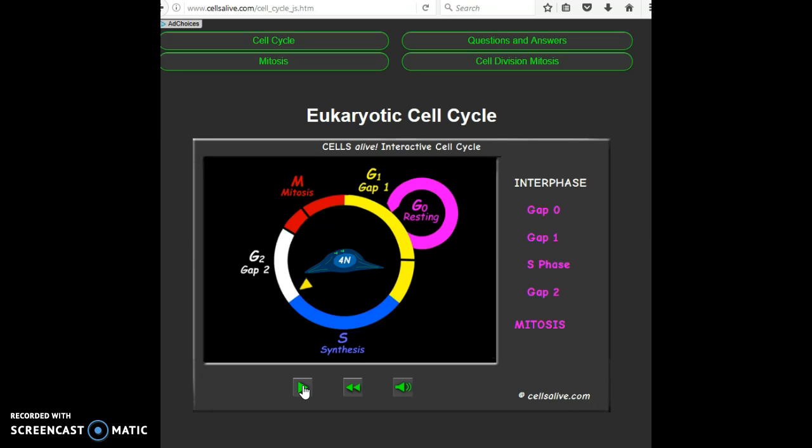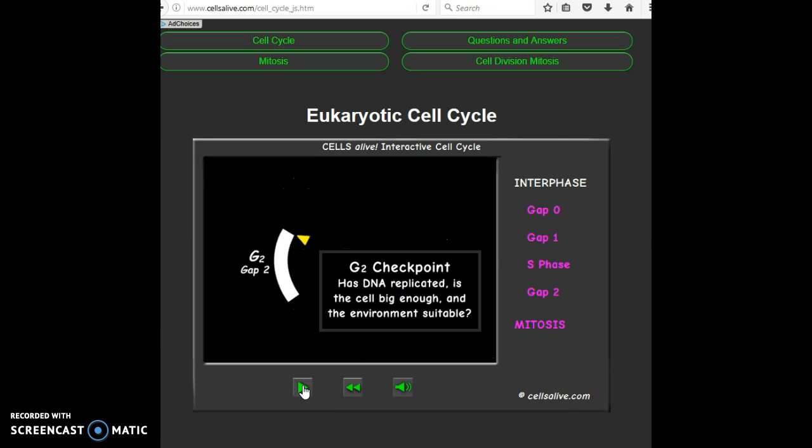So now the cell's progressing into G2. Let's build a bunch of proteins and make sure everything is good. Second checkpoint: has the DNA replicated? Is the cell big enough? Is it going to work? Is everything okay? Again, same choices, three I should say. If the cell's good, thumbs up, keep moving. If the cell's bad, fix it or destroy it.